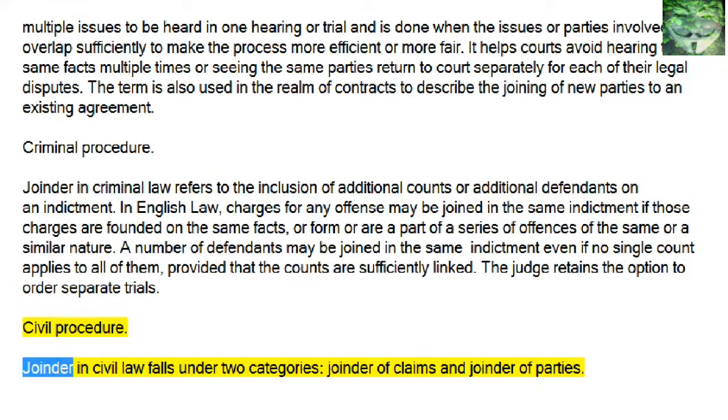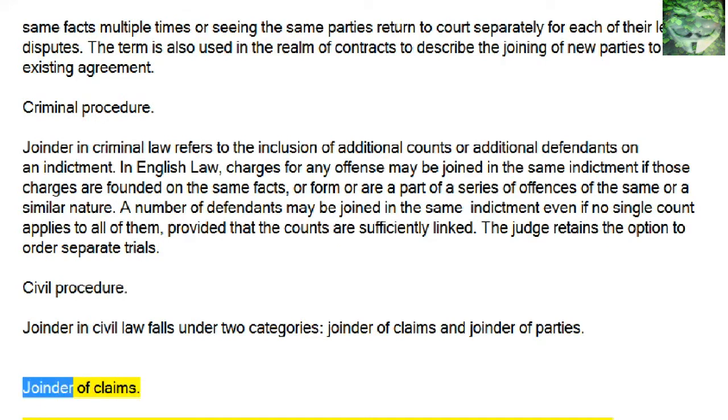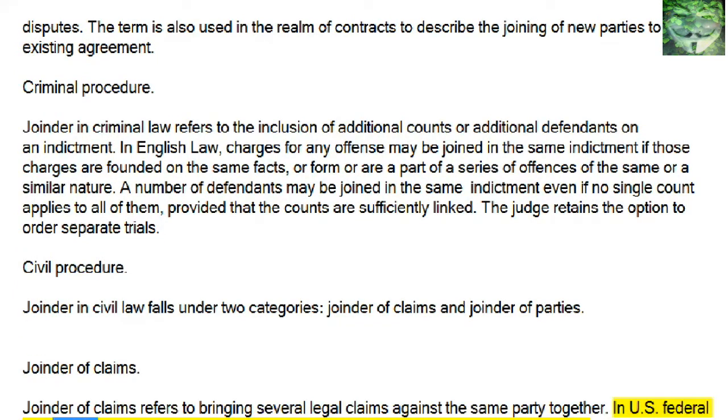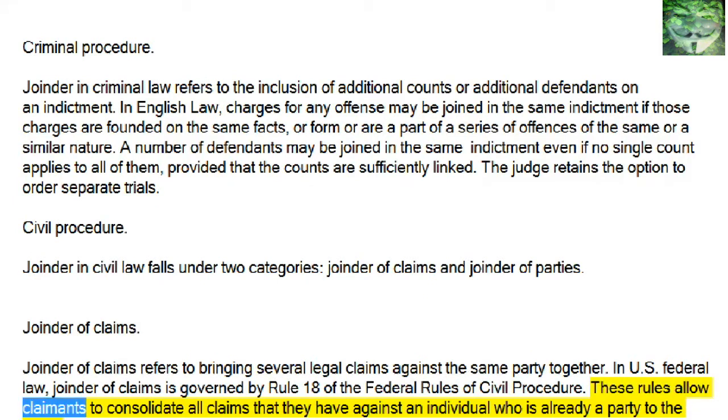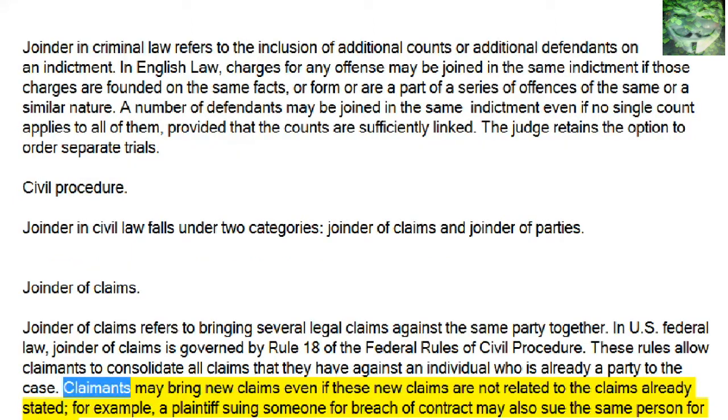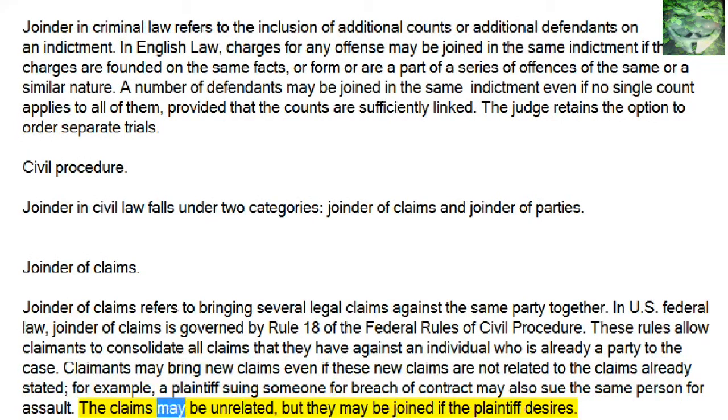Civil procedure. Joinder in civil law falls under two categories: joinder of claims and joinder of parties. Joinder of claims. Joinder of claims refers to bringing several legal claims against the same party together. In the United States federal law, joinder of claims is governed by Rule 18 of the Federal Rules of Civil Procedure. These rules allow claimants to consolidate all claims that they have against an individual who is already a party to the case. Claimants may bring new claims even if these new claims are not related to the claims already stated. For example, a plaintiff suing someone for breach of contract may also sue the same person for assault. The claims may be unrelated, but they may be joined if the plaintiff desires.